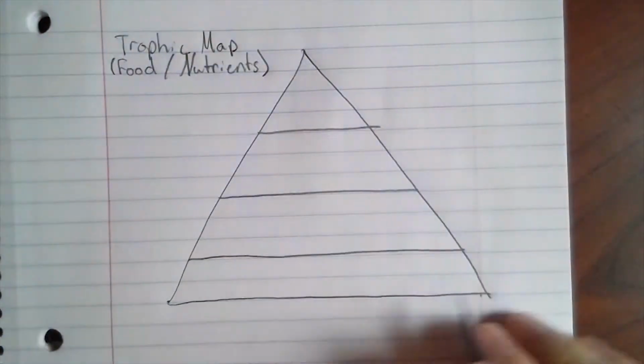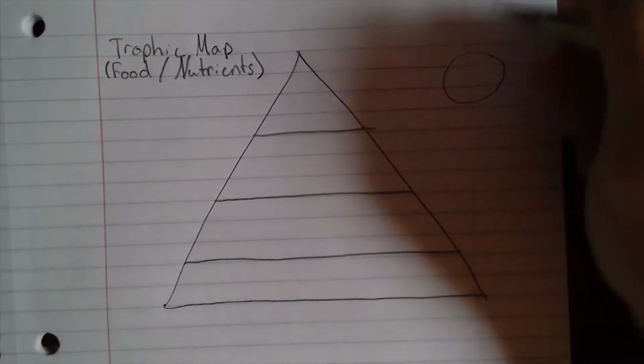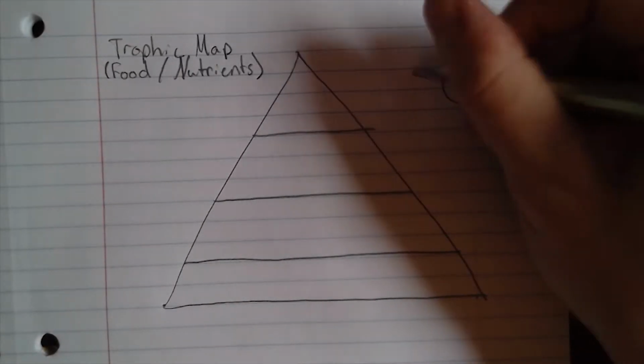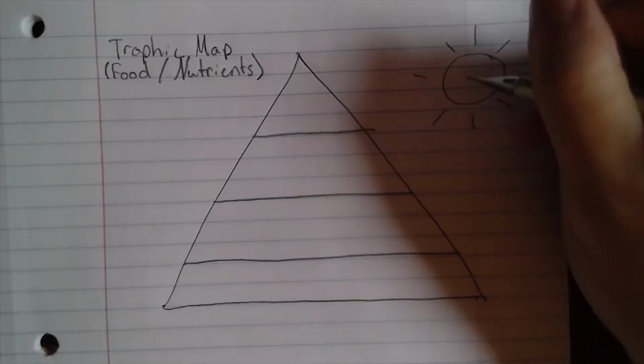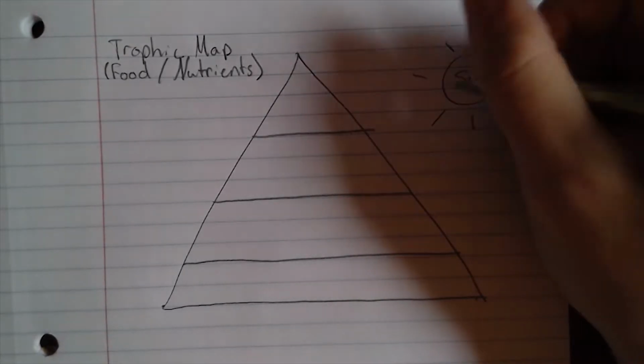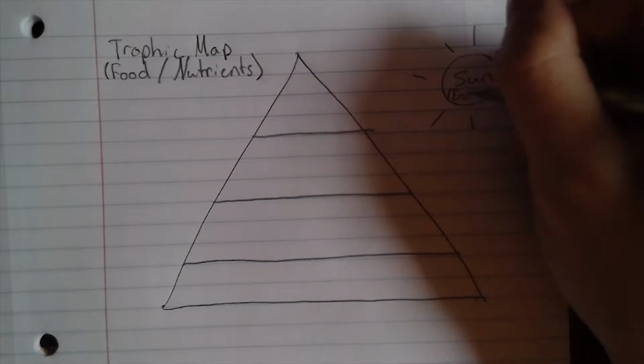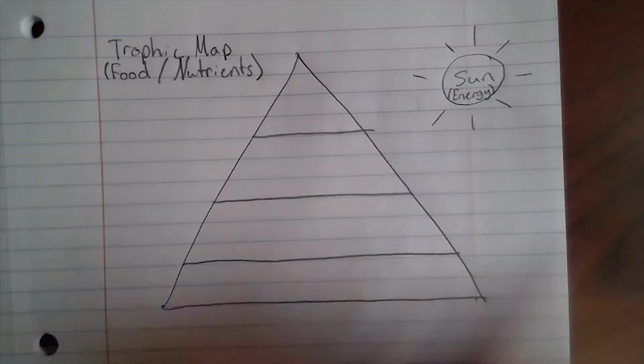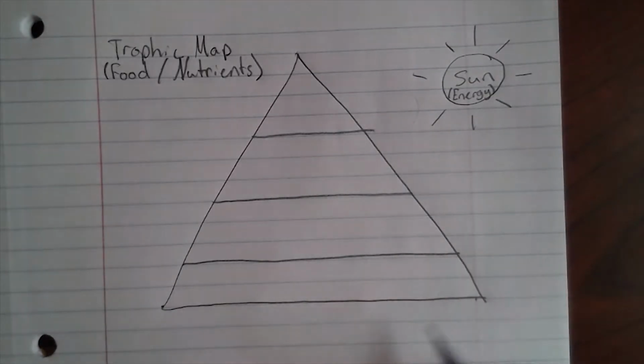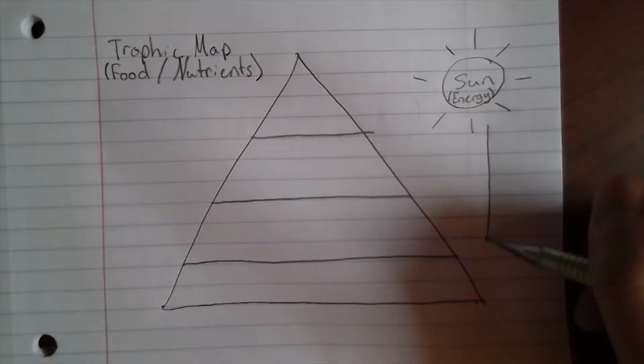So, a very basic fact that we all have to know is that the energy that we get, every single living thing gets it directly or indirectly from the sun. This is the main and only source of energy. So where does it go from there?